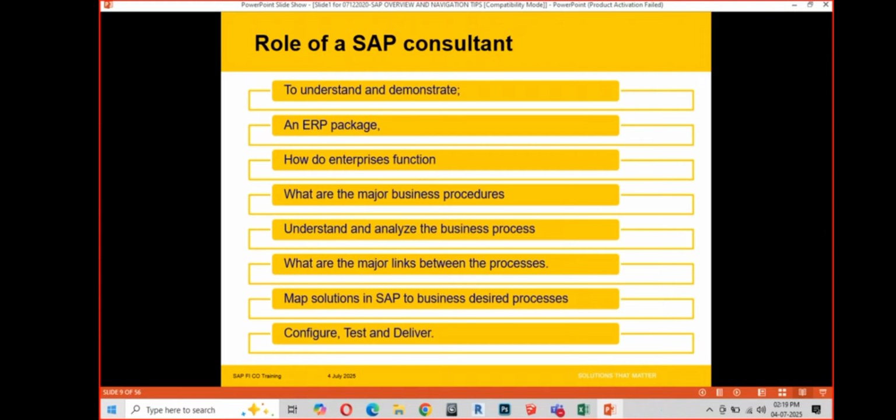I'm no more using the word customer, all right? Because you should get used to the standard SAP terms. Implementing partner. What is it? Who's an implementing partner? An implementing partner is a company which wants SAP. Clear?